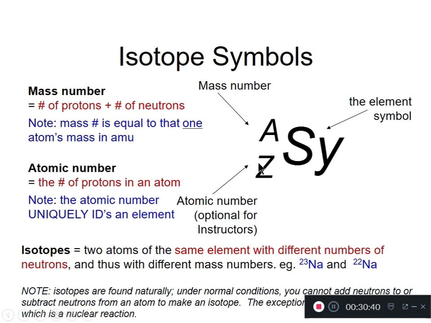And then I have the atomic number. And again, remember, the atomic number from the periodic table is defined by whatever the element is. So I'm going to say the atomic number goes in the lower left, and I'm going to say it's optional for instructors. I don't need to put it there because if I tell you what element it is, you can go look through a periodic table and determine what it is. But when I ask you to write an isotope symbol, I expect both of these numbers to be there. So again, an isotope would be 2 atoms of the same element with different numbers of neutrons and thus different mass numbers. So I'm going to see this top number change. From that, you should be able to work on the homework.